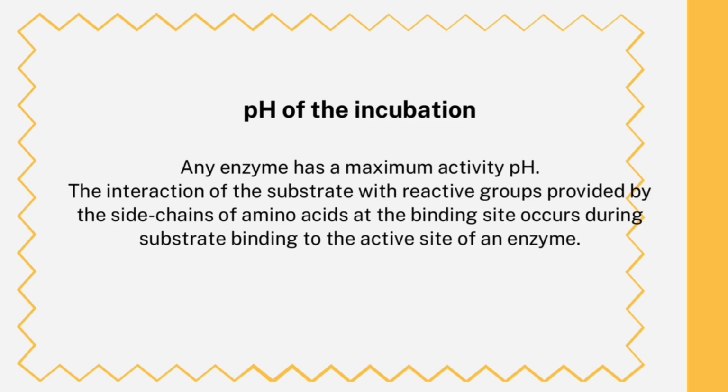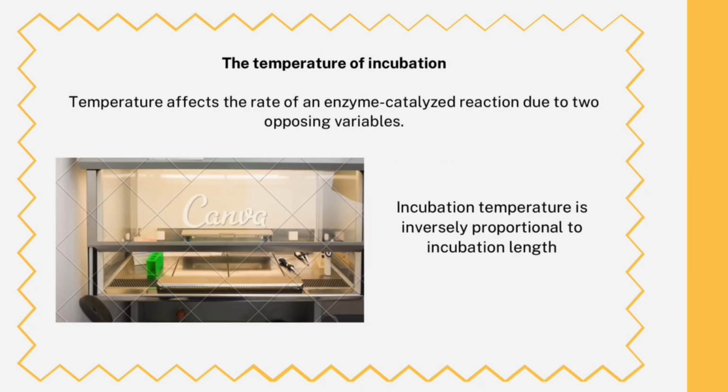Extreme pH levels may also damage the enzyme's tertiary structure, distorting the active site or even denaturing the enzyme protein. Different proteins will react differently to severe pH levels. The temperature of incubation. Temperature affects the rate of an enzyme catalyzed reaction due to two opposing variables. As with any chemical reaction, the rate rises with increasing temperature because the activation energy of the reaction is more easily delivered at higher temperatures.